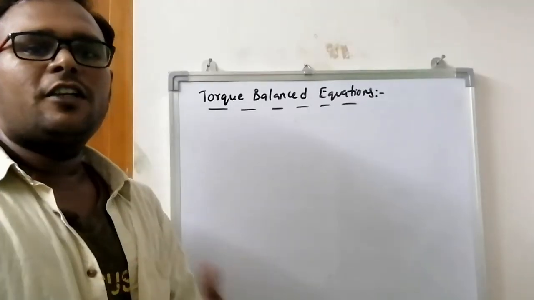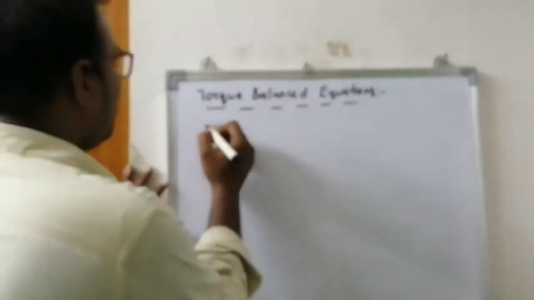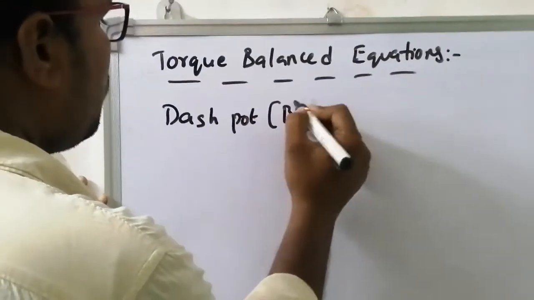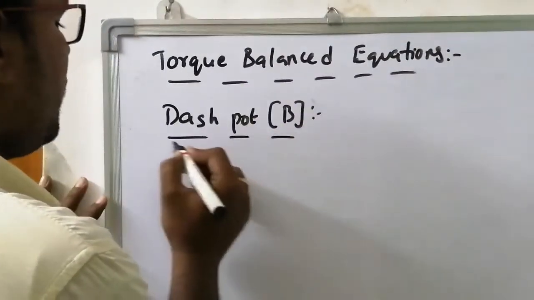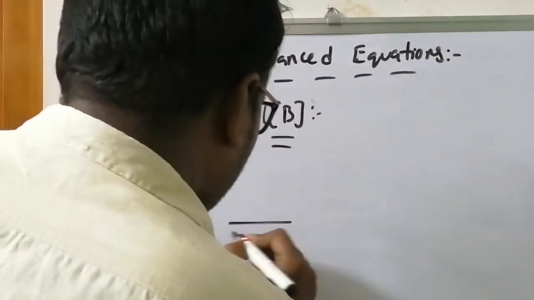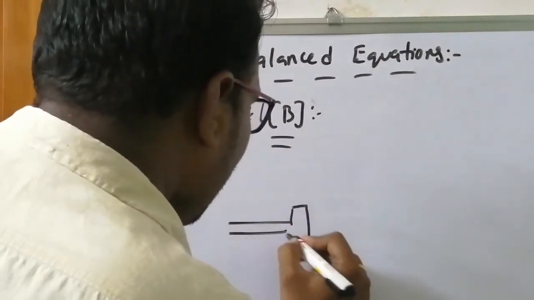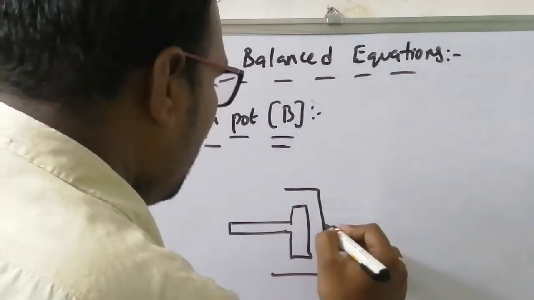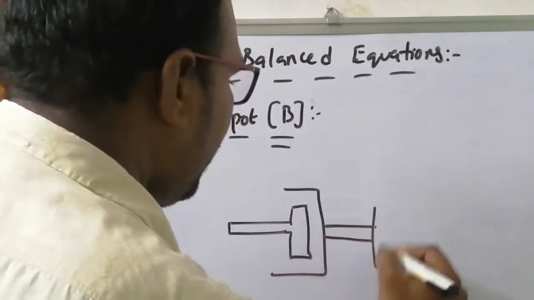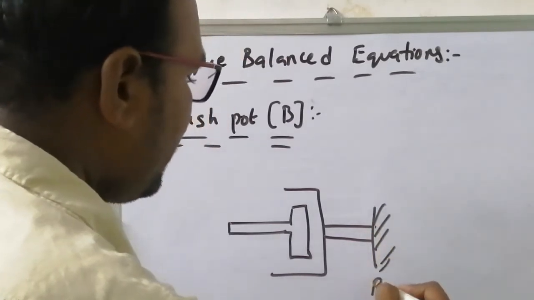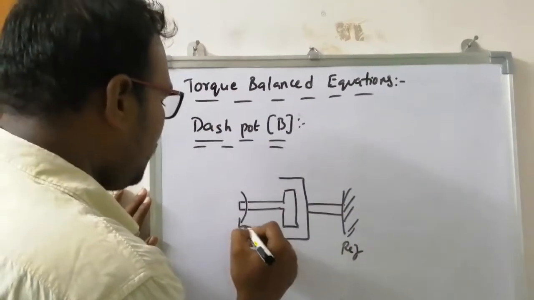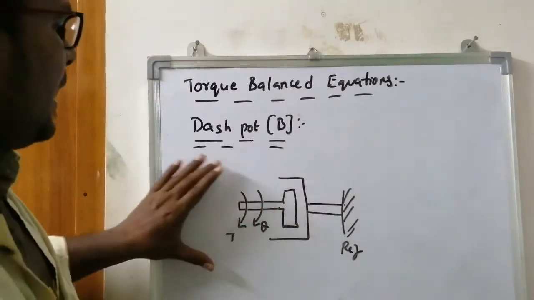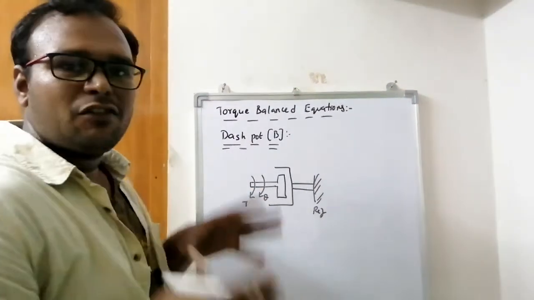Okay, now we are going to see the torque balance equation for the dashpot. So the diagrammatical representation of the dashpot is, see here, like a cylindrical piston. It is fixed to a reference, and torque T is applied here, and this is the displacement theta.